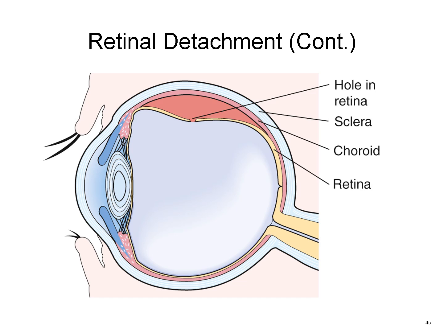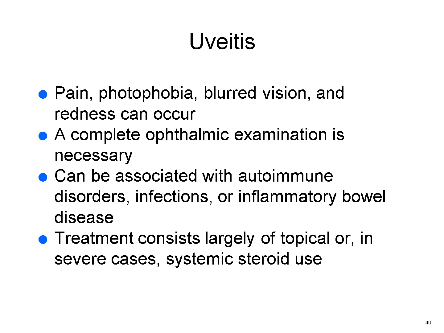vision loss. Uveitis is inflammation of the uvea, the middle layer of the eye, which includes the iris, ciliary body, and choroid. Symptoms may include eye pain, light sensitivity or photophobia, blurred vision, and eye redness. A full ophthalmic exam is needed to confirm the diagnosis and rule out other causes.